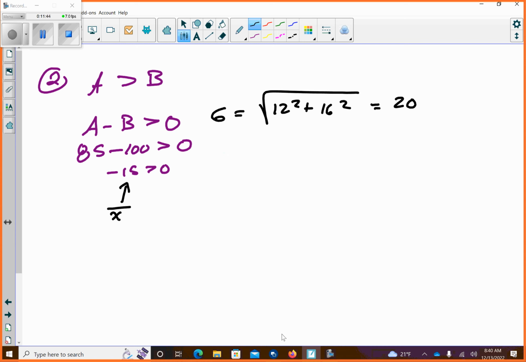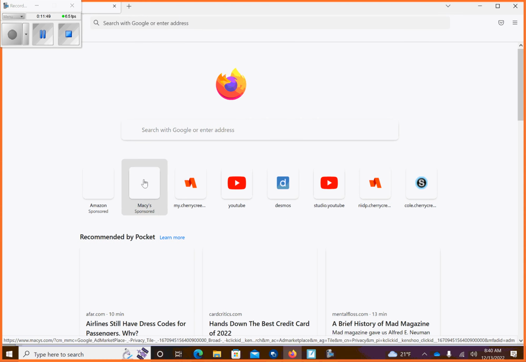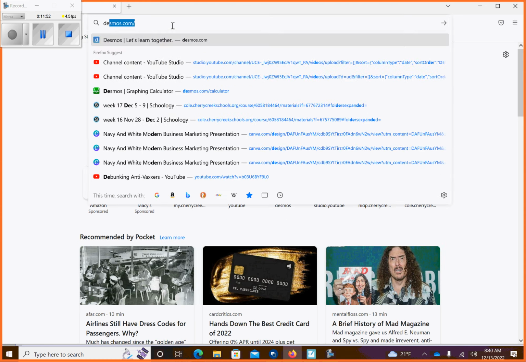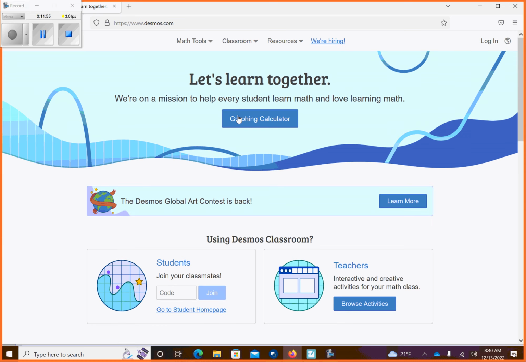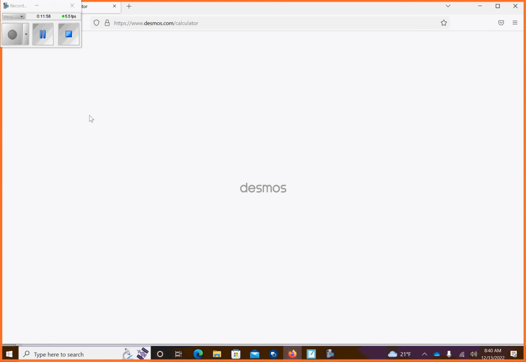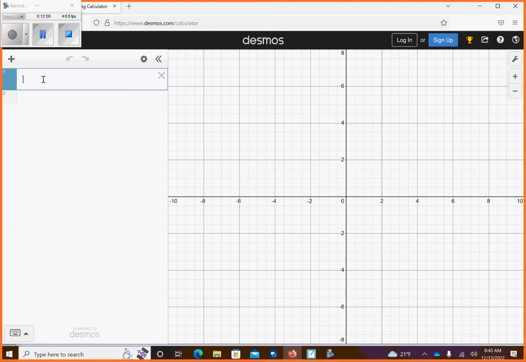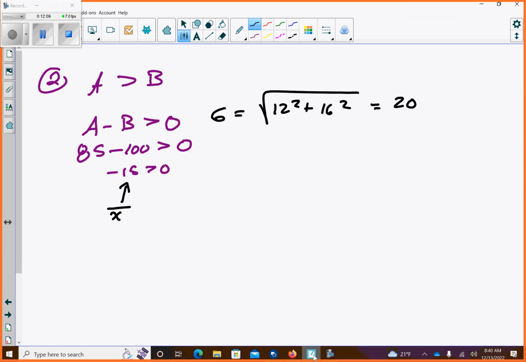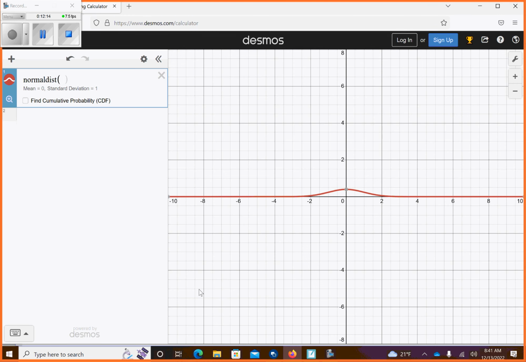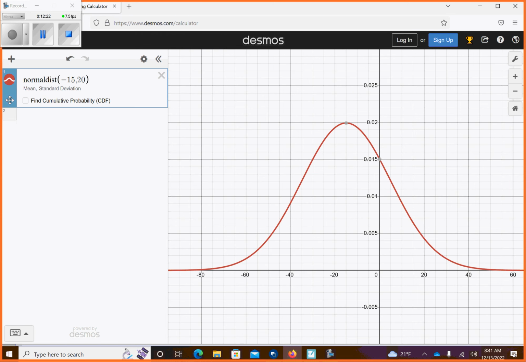we're going to jump into our friend Desmos. Come on, baby. Graphing calculator. Normal distribution. And I forgot what my stuff was. We have negative 15 and 20. So negative 15, comma 20. If we hit plus, we'll see our normal distribution.